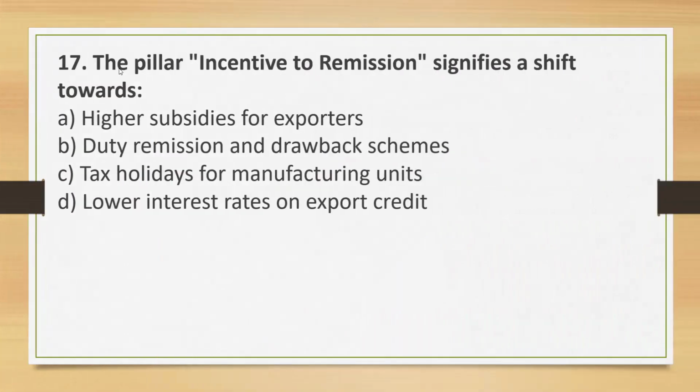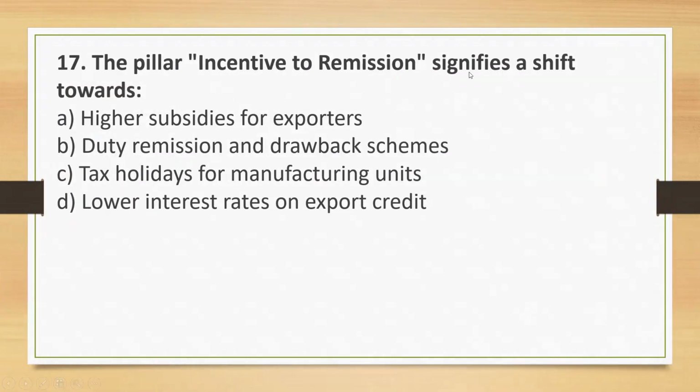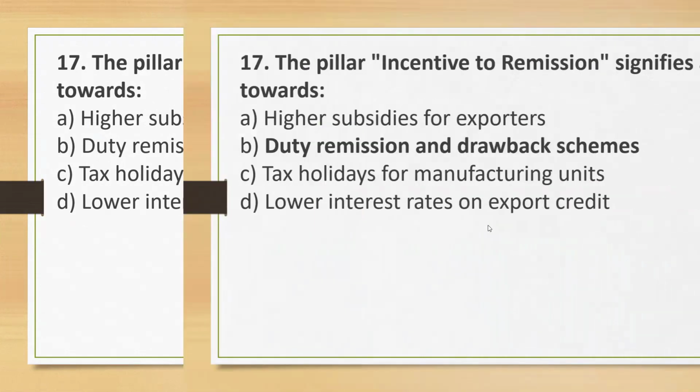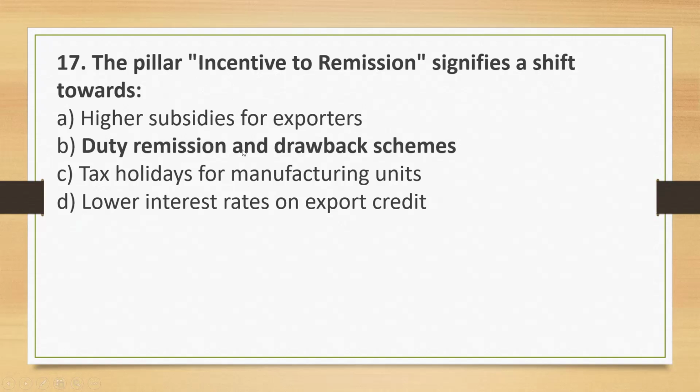Okay. So the pillar incentive to remission signifies a shift towards higher subsidies for exporters, duty remission and drawback scheme, tax holidays for manufacturing units, lower interest rates on export credit. Let's see the right answer. The right answer is B, duty remission and drawback scheme. Okay, so this is the meaning of incentive to remission.